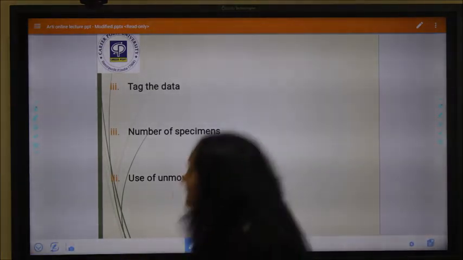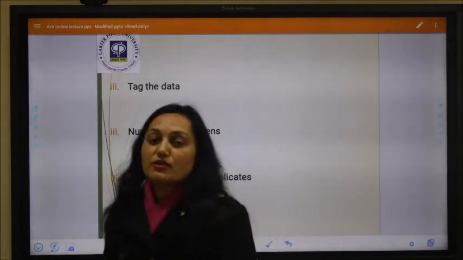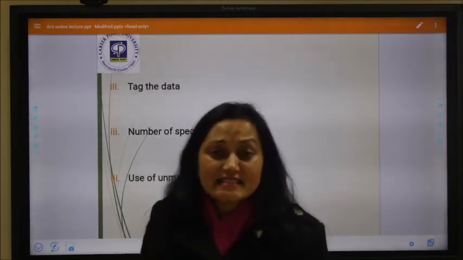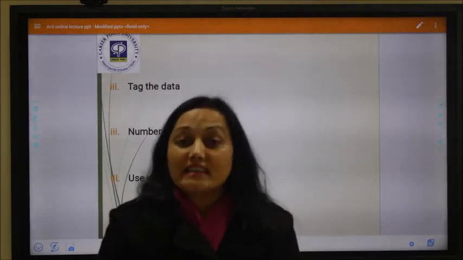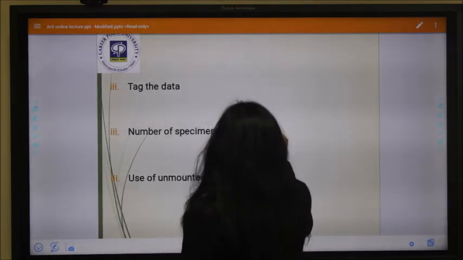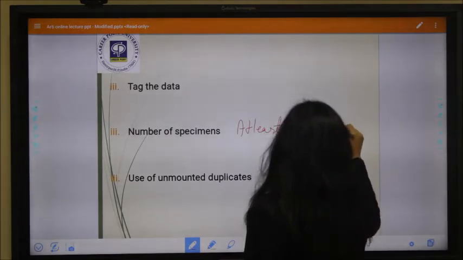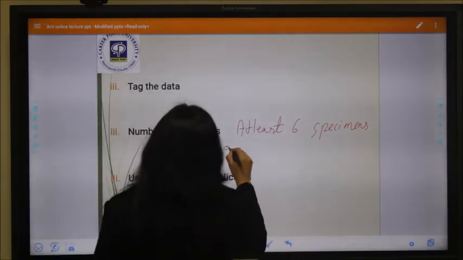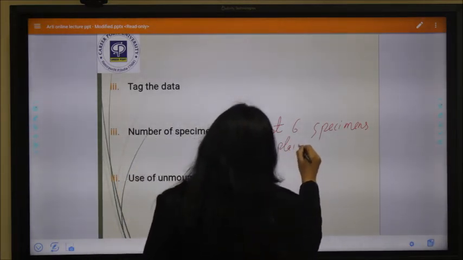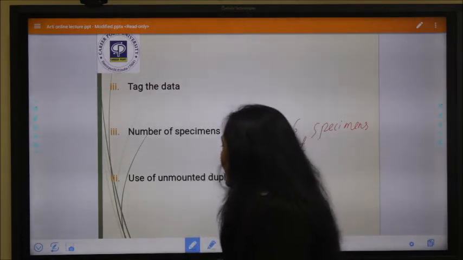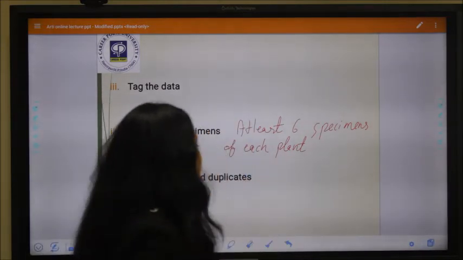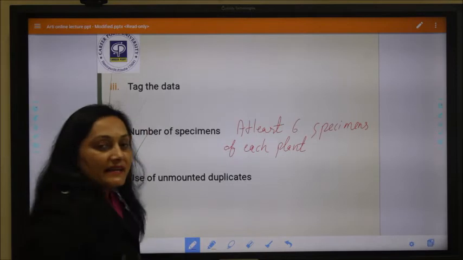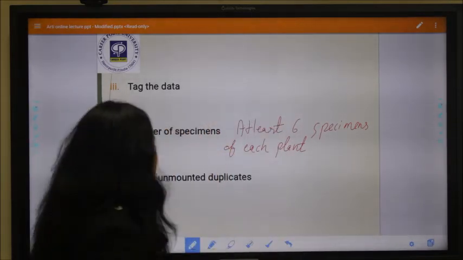Now after collection, the next step is to tag the data or information collected in the field notebook with the specimen. And the next is collect at least 6 specimens of each plant. Use unmounted duplicates for the purpose of scientific study, and deposit these unmounted duplicates in as many herbaria as you can.